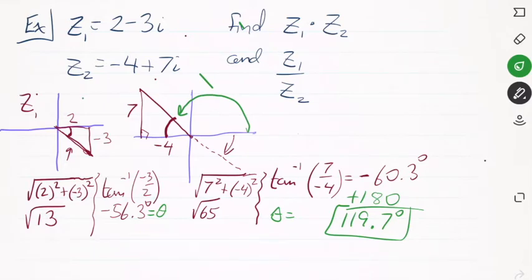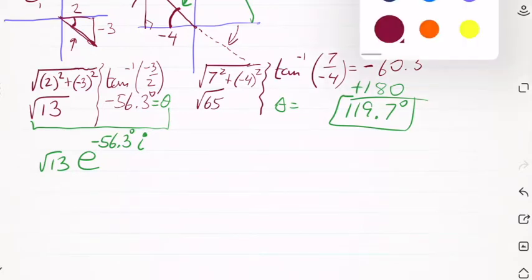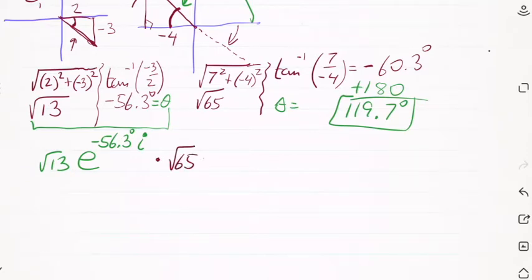All right, so if we're going to do a product, I'm going to change both of them into Euler form. So this one is going to be the square root of 13 e to the negative 56.3 degrees i. If you want to make it positive, that's perfectly fine. Add 360. And then you're going to put the i. The other one over here, I'll do it in a different color, is going to be times the square root of 65 e to the 119.7 degrees i.